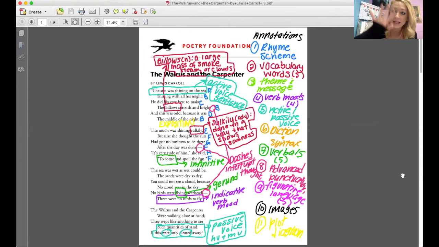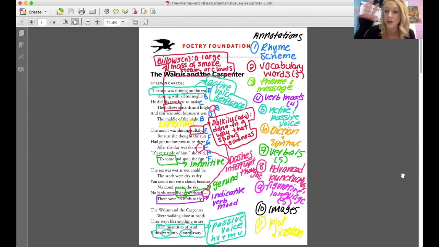So notice on the right-hand side, I wrote down all the things that I have to annotate. Rhyme scheme for 2 stanzas. Vocabulary words, I need 5. Theme and message at the end. 4 verb moods. 2 active passive voice. 1 diction. 1 syntax. 5 verbals. 5 advanced punctuation, 5 figurative language, images, and then the plot diagram.